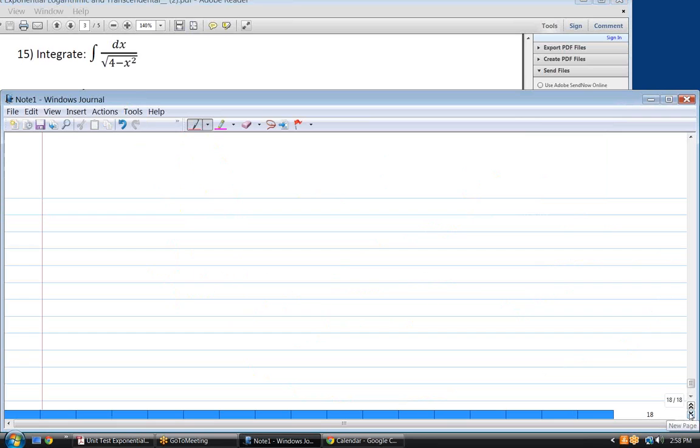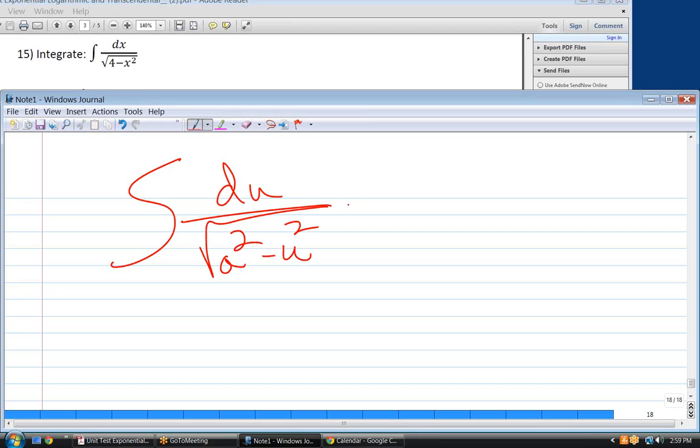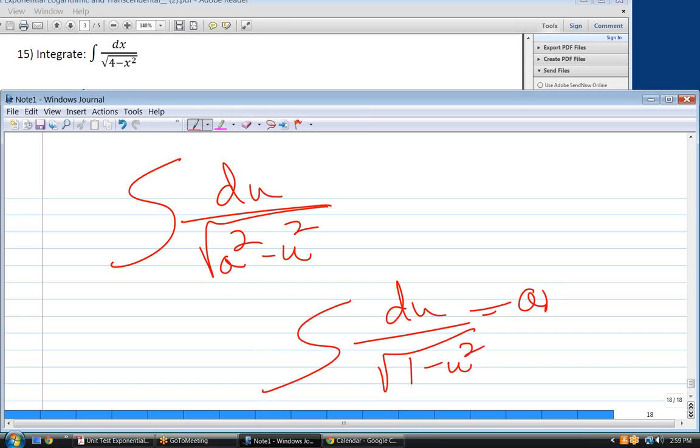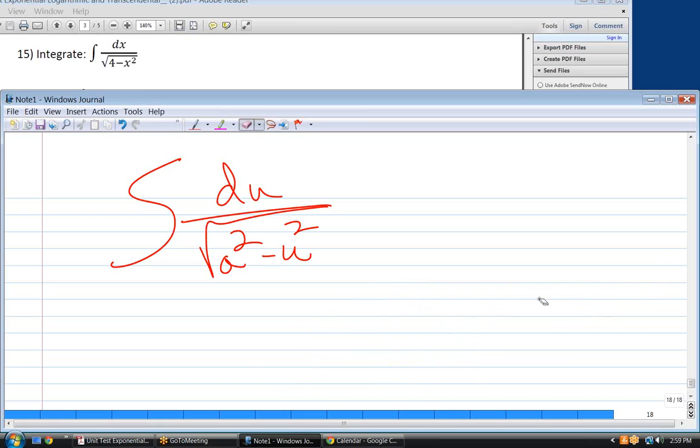Okay, I think 15 may be the last one we have time for. And 15 is something else that really needs to be memorized. Let me give you the general formula. You might recognize this as it looks very similar to the arc sine, right? In other words, if I said, what's the integral of du over the square root of 1 minus u squared, you'd say arc sine. We just went through that. Okay, so this is a little different because it's not a 1 here. But there's a formula for this. It is the arc sine of u over a plus c.